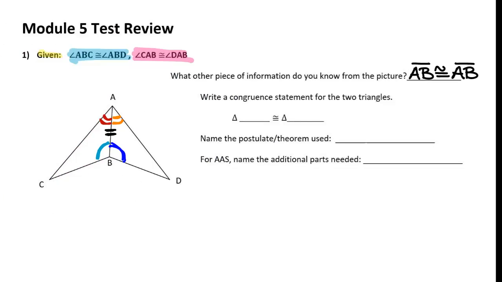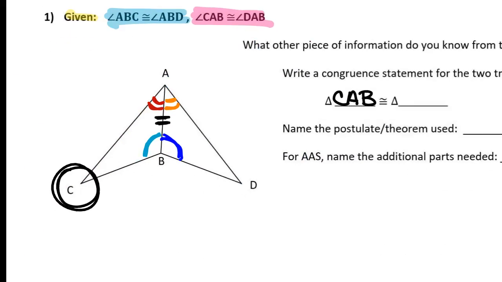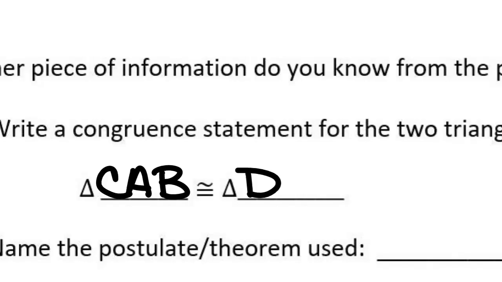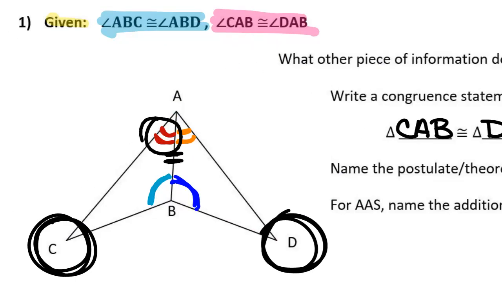Write a congruence statement for the two triangles. Let's call the first one CAB. What corresponds to C on the other triangle? D. So I would have to start this triangle congruence statement with D. Yep, DAB. Remember, we have to match up the corresponding congruent pieces, and A on the left triangle is congruent to A on the right triangle.